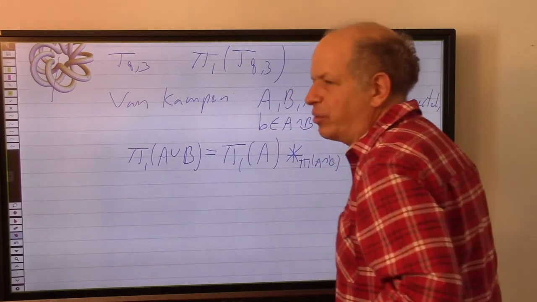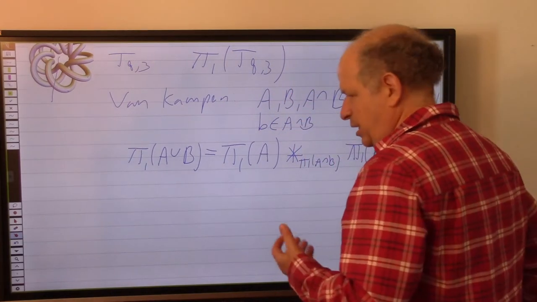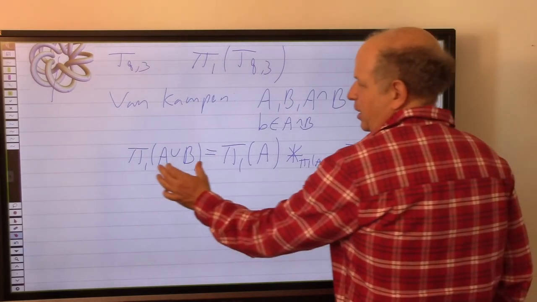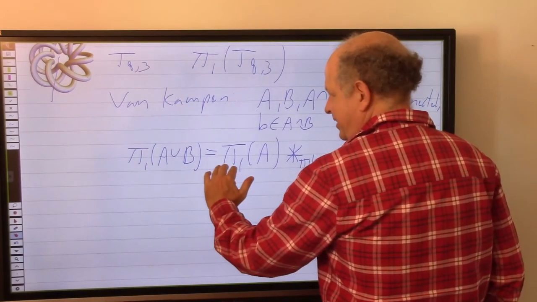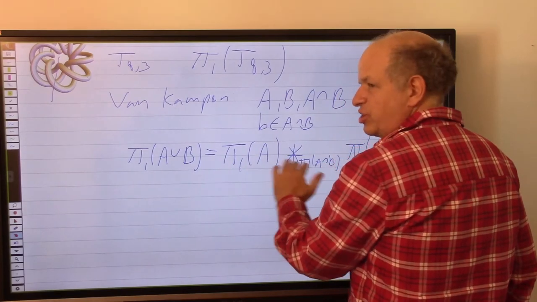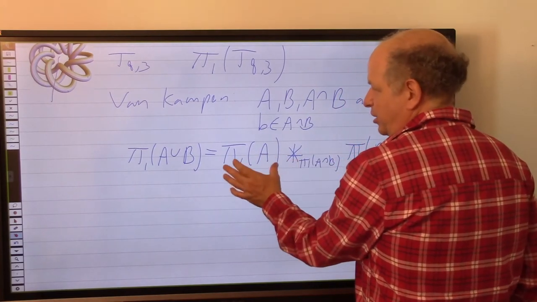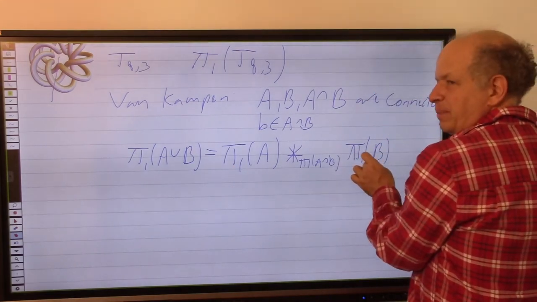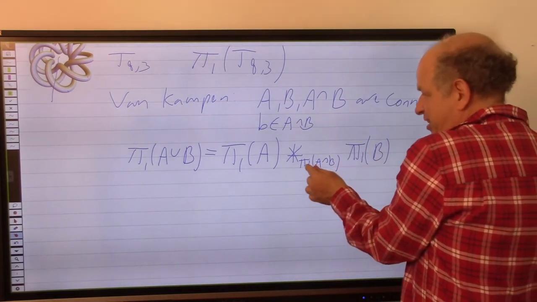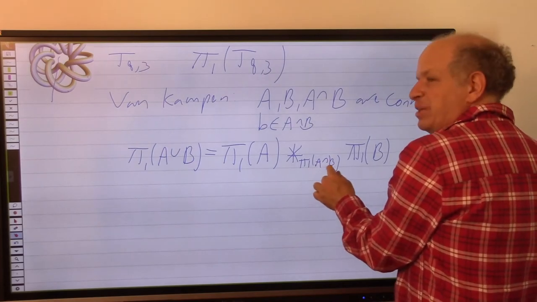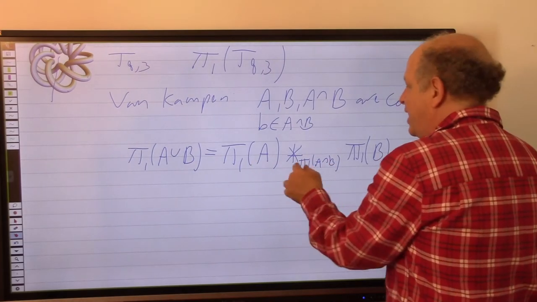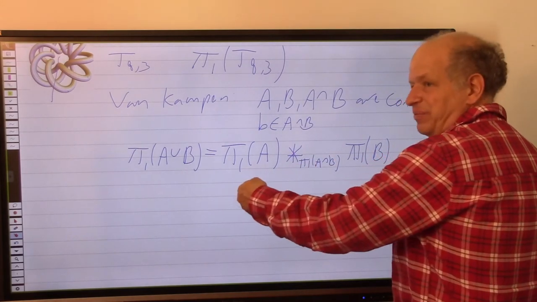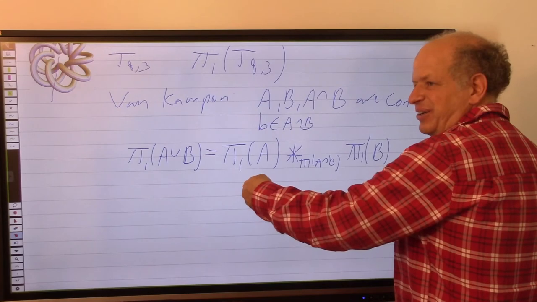Let's make it concrete. What it means is that the amalgamated product is the set of all words whose letters alternate between elements of pi 1 of A and elements of pi 1 of B. But if something can be counted as belonging to both pi 1 of A and pi 1 of B, then you make its two copies equal. Okay?